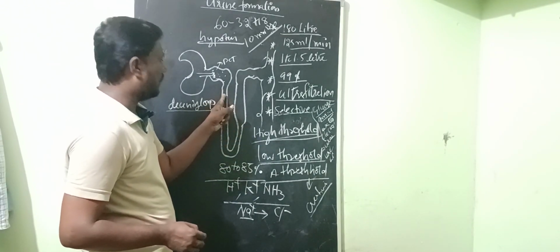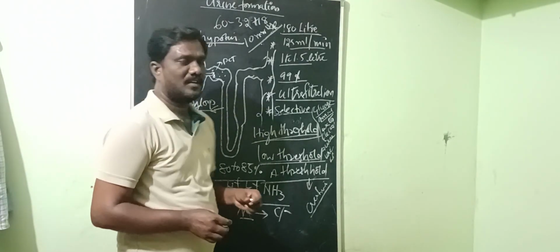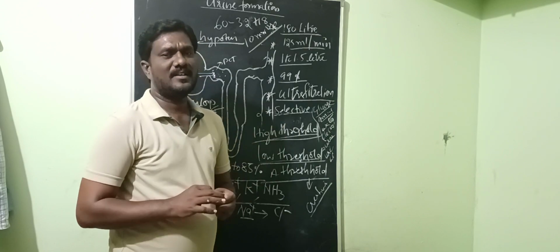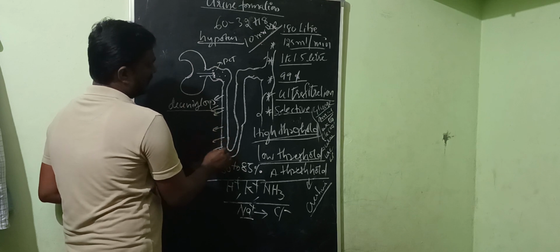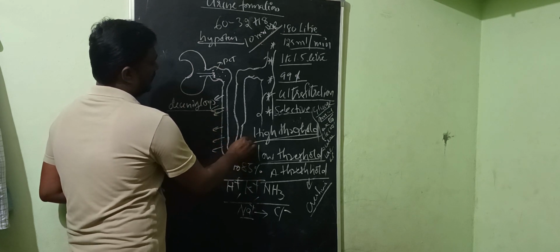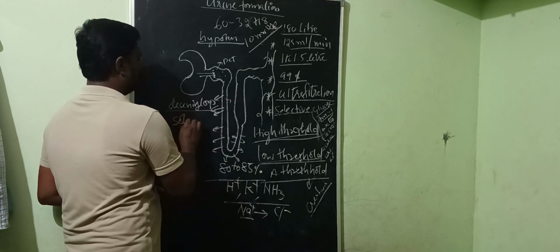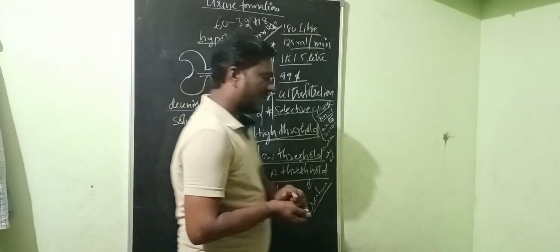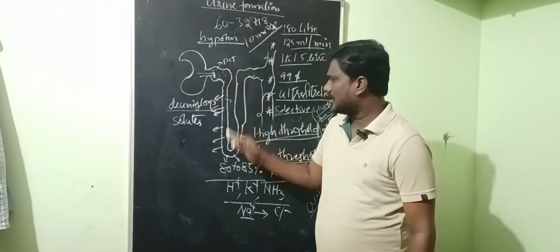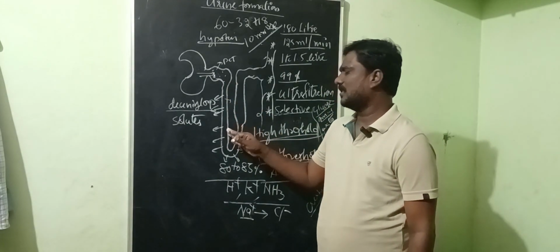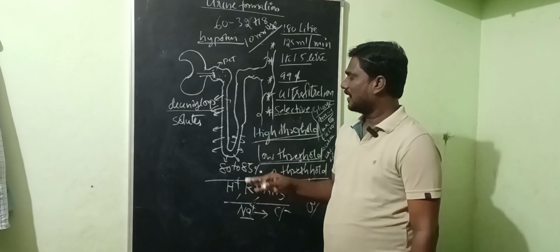The descending loop is not permeable to salt solutes; it is permeable only to water. The water present here is sent to the interstitial fluid, and not the solutes, not the electrolytes. This makes the filtrate have a high osmotic concentration.